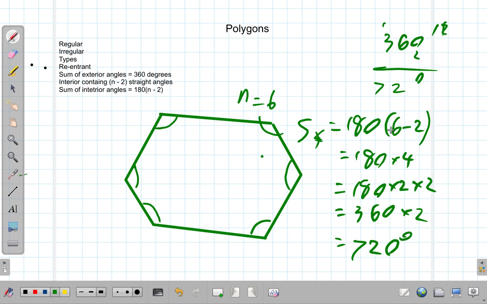So you see here that the interior angles of a polygon have n minus 2 straight angles, and each straight angle is 180. So you can calculate it by saying 180 times n minus 2. So you multiply 180 by 2 less than the number of sides, right? So 180 times (n minus 2) is a formula for calculating the sum of the interior angles of a polygon.